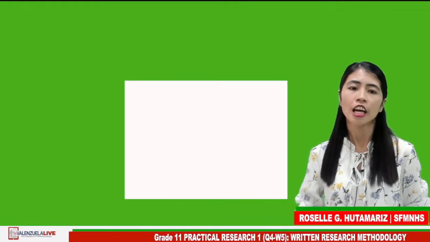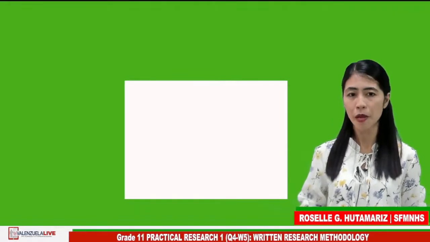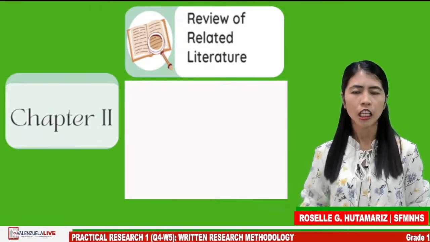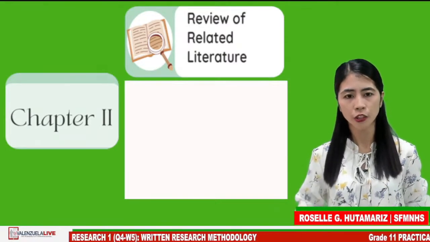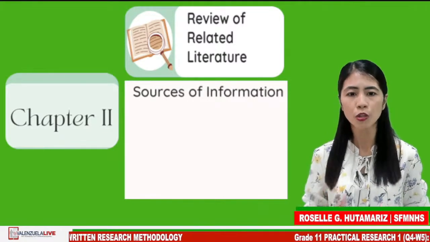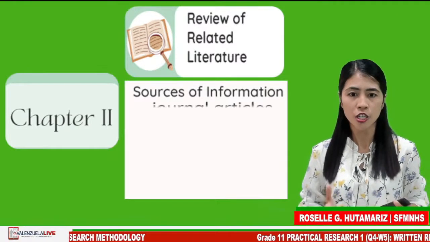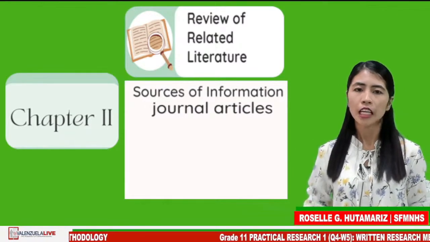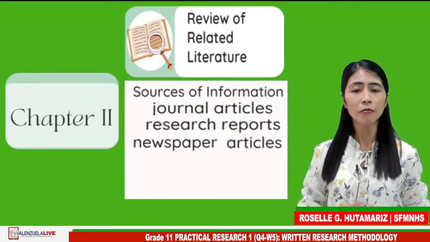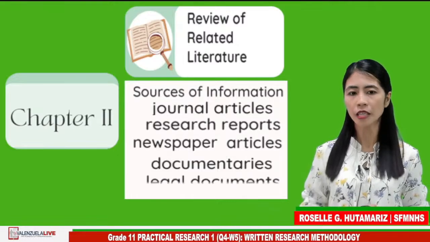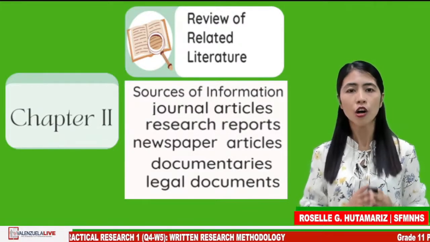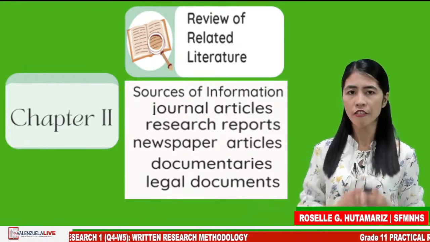Let's consider the next chapter of your research paper, which is your review of related literature. The review of related literature is that section of the paper where you mention different sources of information, such as journal articles, research reports, newspaper articles, documentaries, legal documents, in order to establish a deeper understanding of the problem you are investigating.